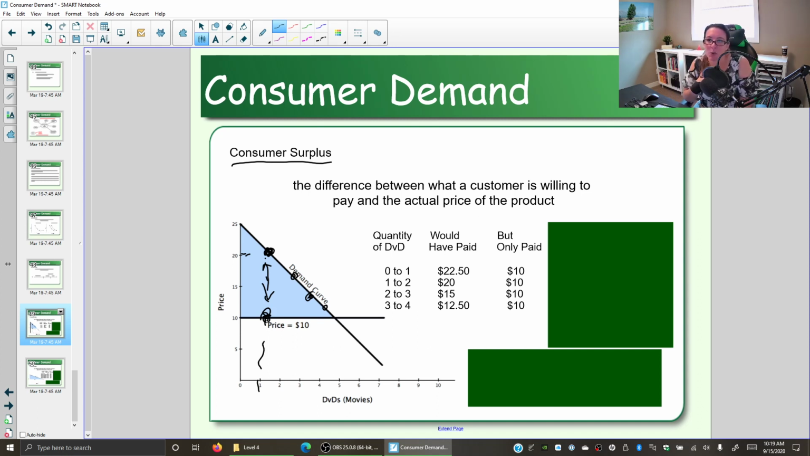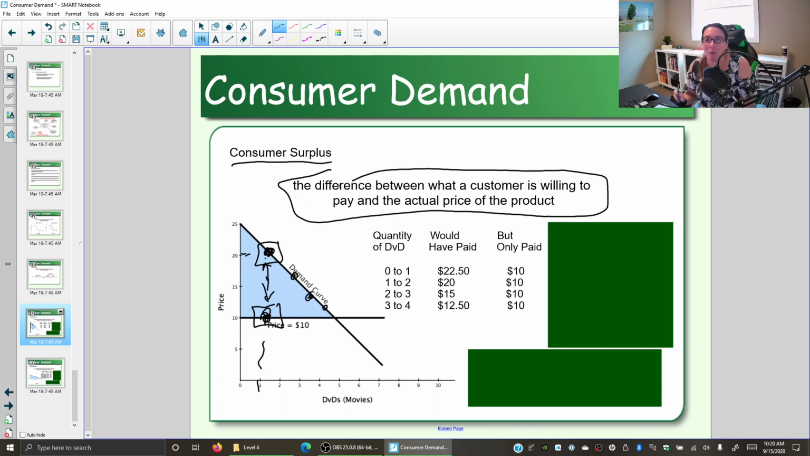So as individuals, we want to maximize the consumer surplus. We like a deal, right? Don't you love when things are on sale? You like when things are on sale because there's a difference between the price you have to pay and what you were willing to pay. So you feel like you're getting a deal. Well, in economics, we call that consumer surplus, the difference between what you're willing to pay and what you actually pay.